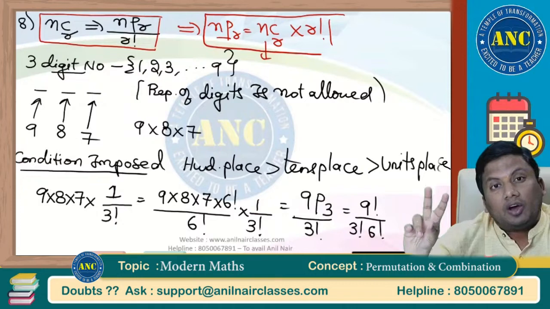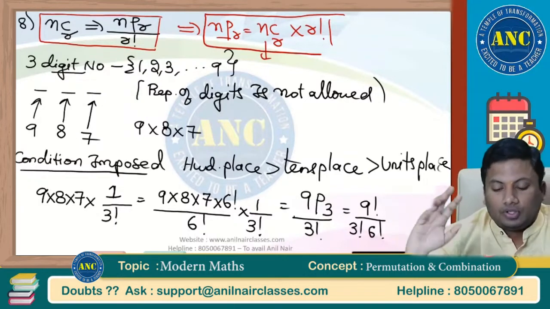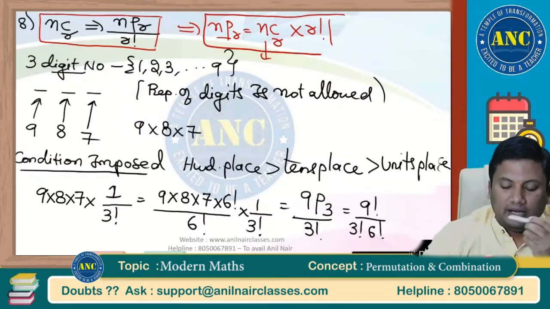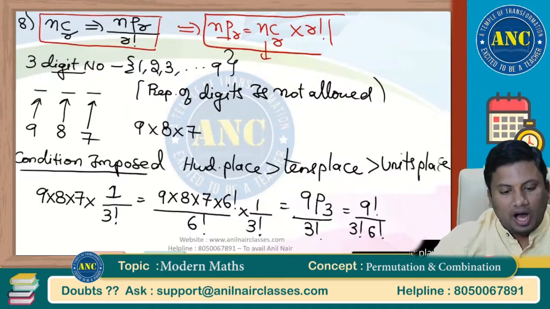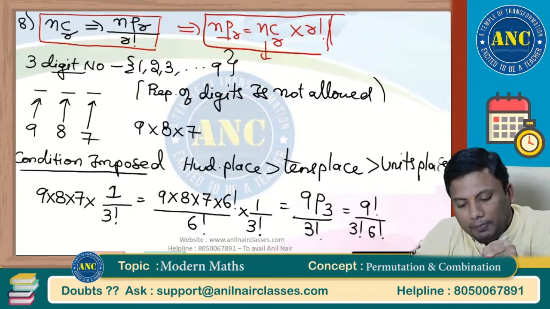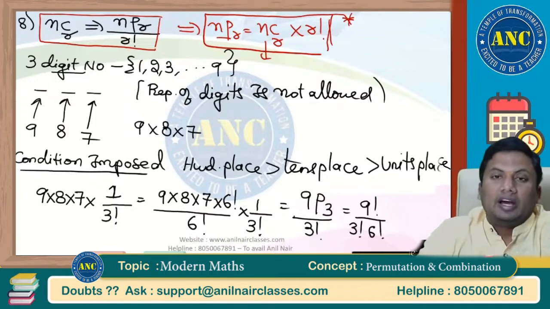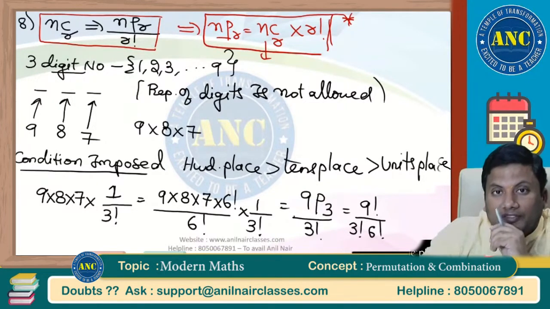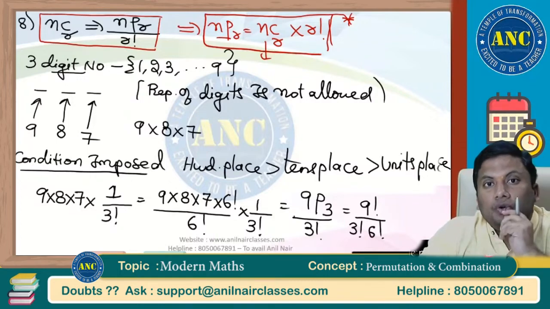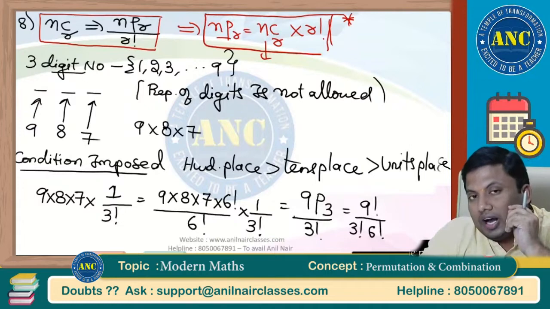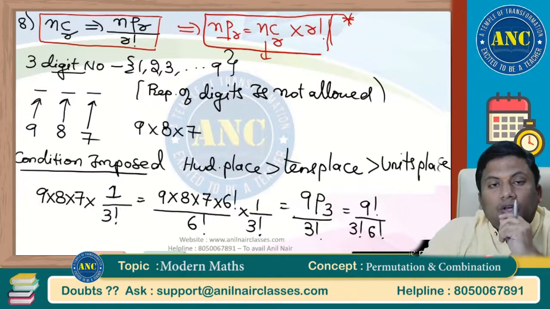1, 2, 3 can also be written as 3, 2, 1, so order does not matter. Obviously NPR will be equivalent to NCR into R factorial. Extremely important key point. NPR is equivalent to NCR into R factorial. Whenever there are conditions imposed in the problem, use NCR. When there are no conditions imposed on the problem, use NPR.